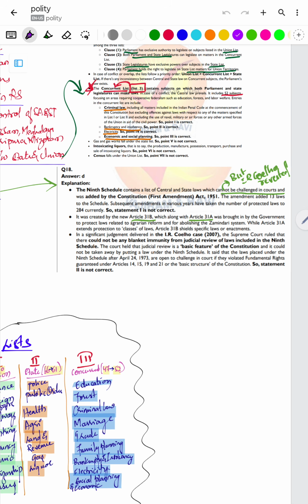Let me just read on it. What is the ninth schedule? What was its initial status and what is its current status? The ninth schedule is a special list of central and state laws created in 1951. Initially, laws on this list had immunity from court review. However, laws added after 1973 can be challenged if they violate the constitution. That's the thing you need to remember on the schedule.